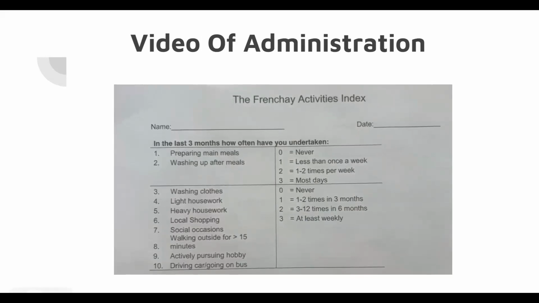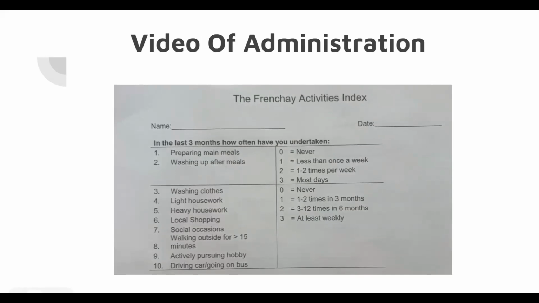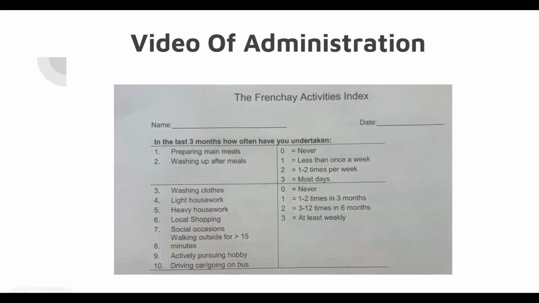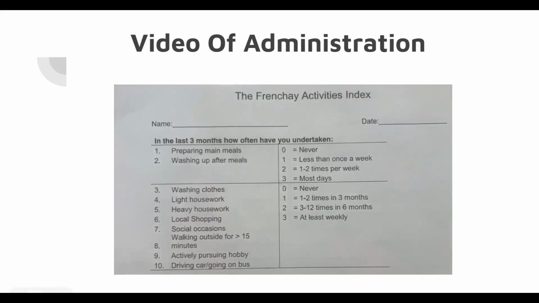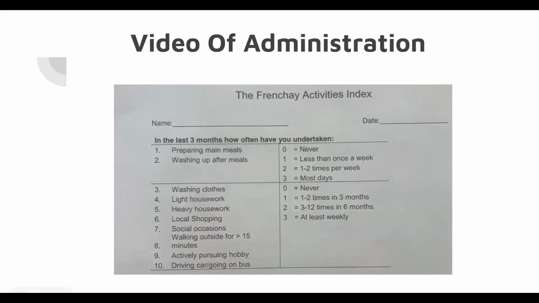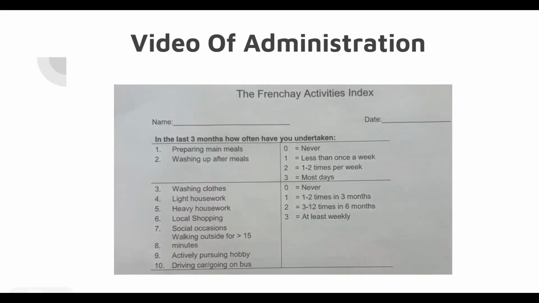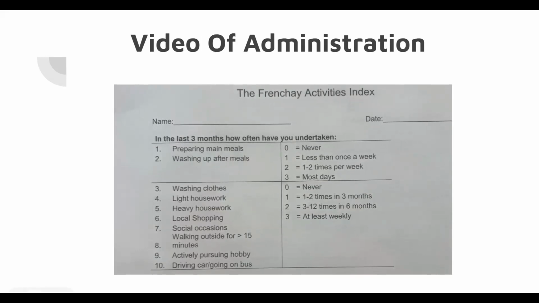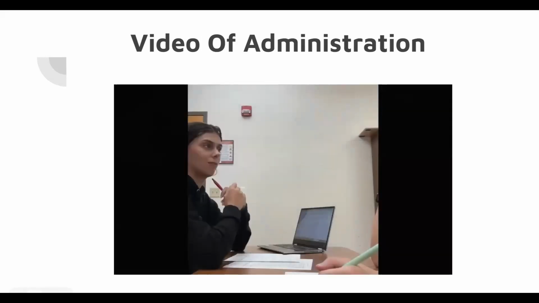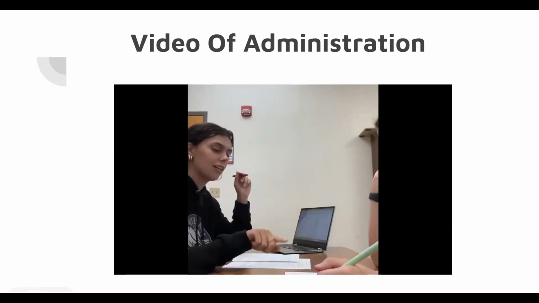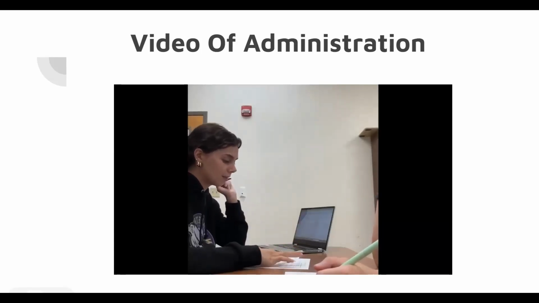Items 3 through 10 address clothes, light and heavy housework, shopping, social outings, walking outside, actively pursuing a hobby, and driving or riding a bus. These items are rated 0 for never, 1 for 1 to 2 times in the past 3 months, 2 for 3 to 12 times in 6 months, and 3 for at least doing these things weekly. The clinician reads through these with the client who writes down their answers.